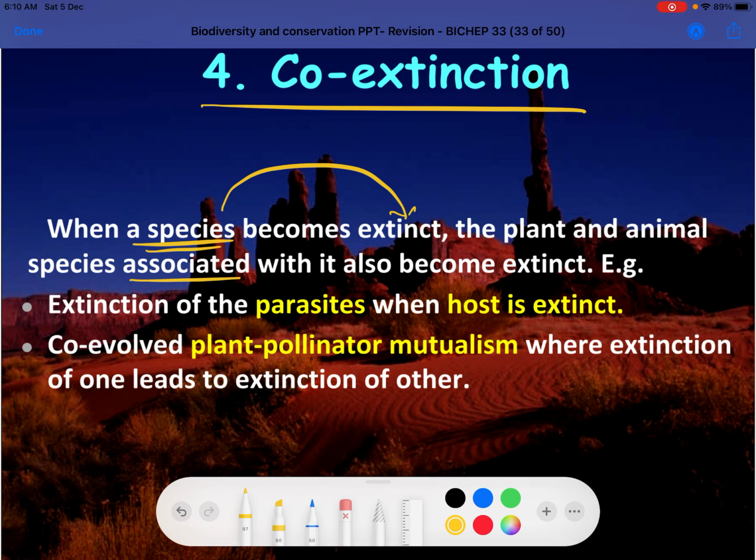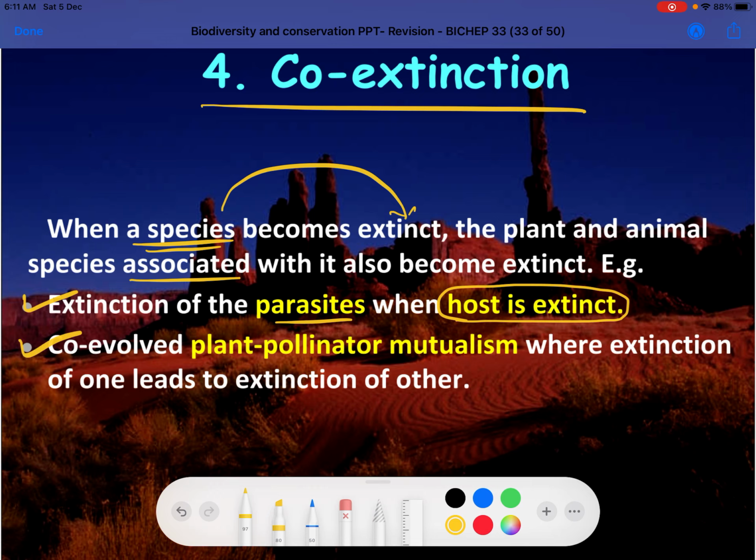For example, extinction of a parasite when the host is extinct. When the host is extinct, the species of host is no more. So the parasites which are living on them are not able to sustain their life, so they are also going to become extinct. If they are obligate parasites, then and only then can this be found, right?